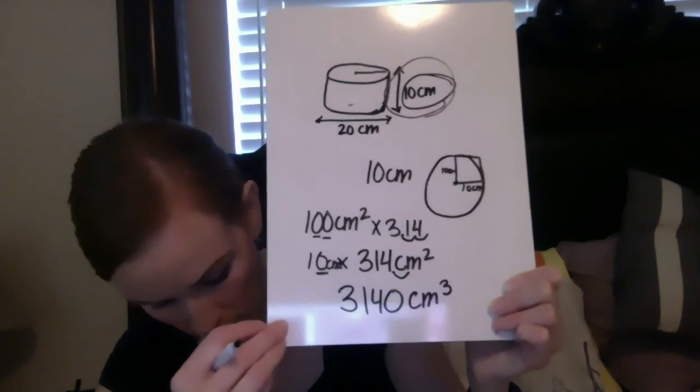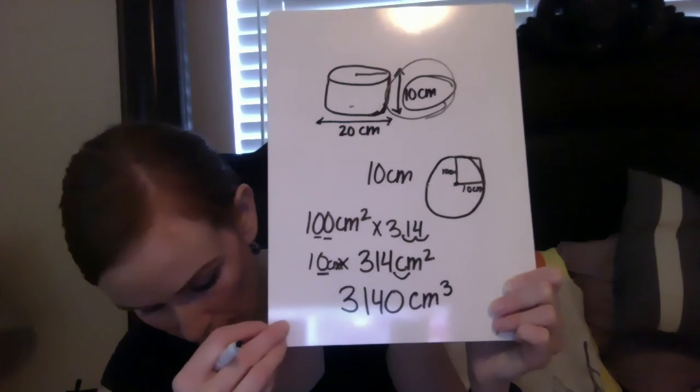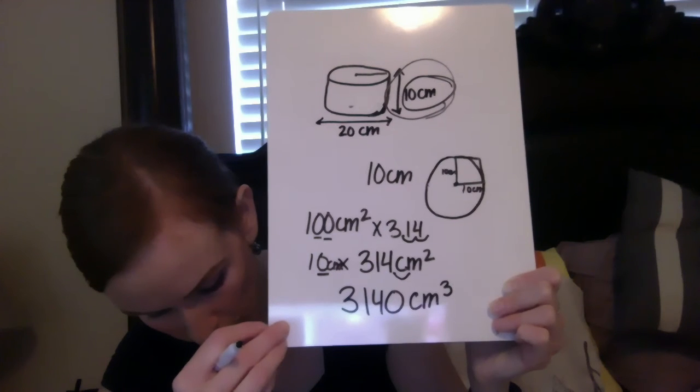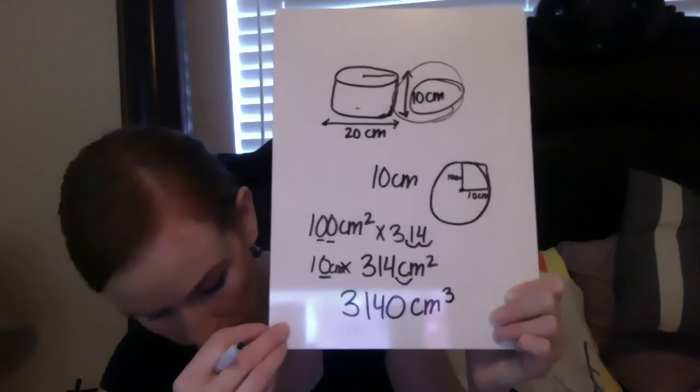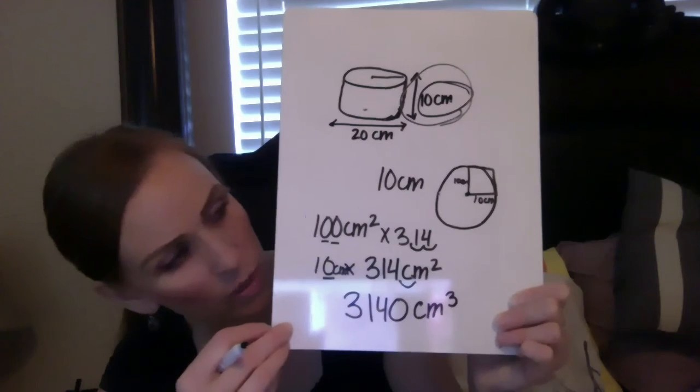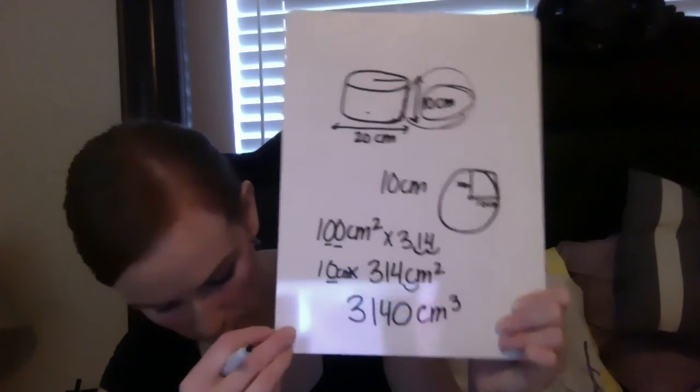So we have 3,140 centimeters cubed. We find that the volume of the cylinder is approximately, another way to say this, 3,140 cubic centimeters. So that is just taking what we learned and finding the area of a circle by squaring the radius, multiplying it by pi, and then multiplying it by the height.